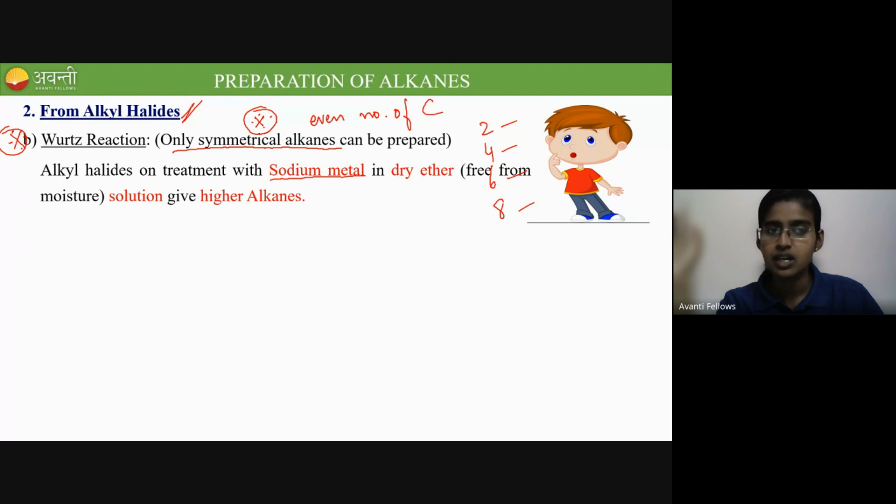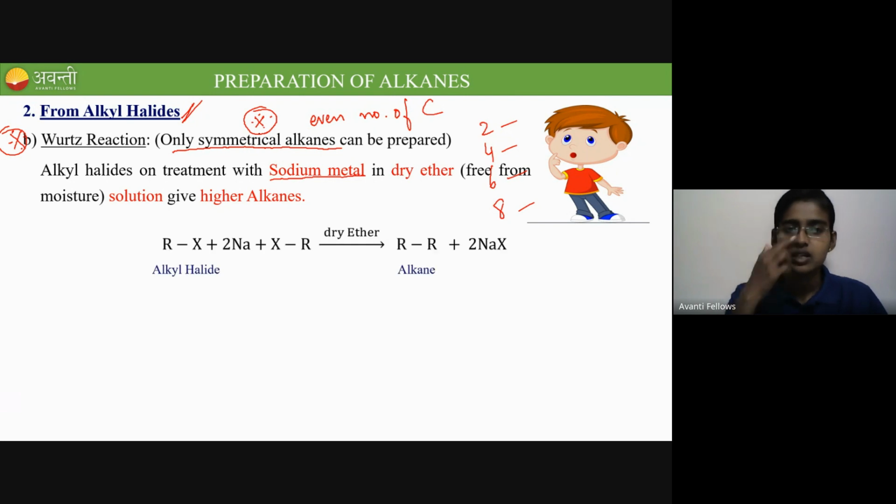So here sodium metal is used in dry ether. Dry ether means the ether which is free from moisture, so there is no water molecule present inside the system. They will give higher alkanes. So this is the general reaction for Wood's. You can see alkyl halide is taken 2 moles. So 2 RX is taken and the 2 moles of alkyl halide react with the 2 moles of sodium. From here, 2 NaX is removed. I'll show you a better visual.